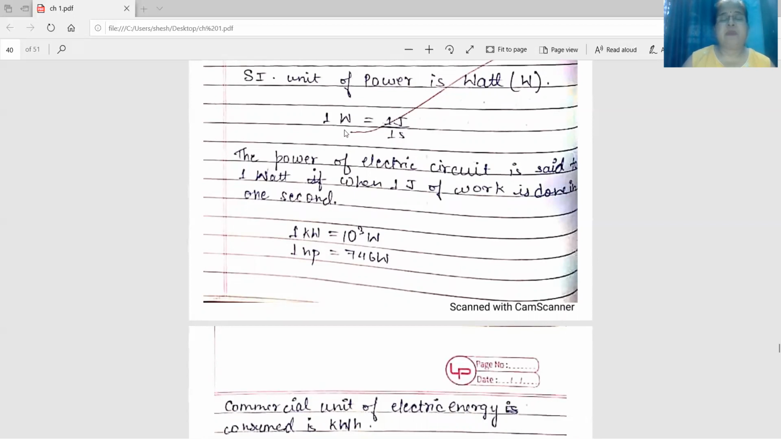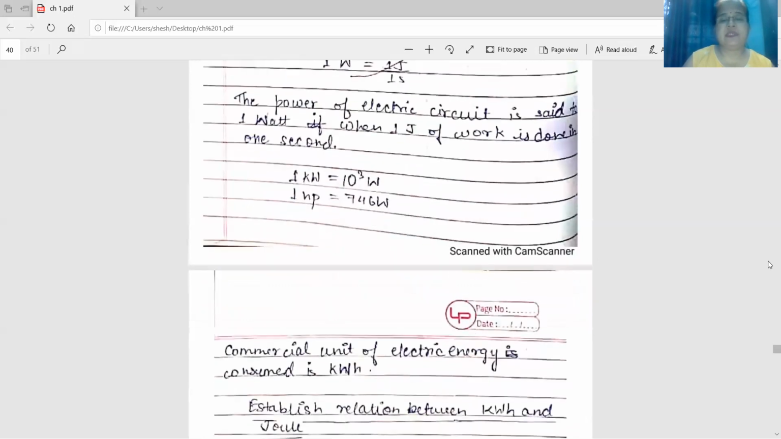Then the bigger unit of power is the kilowatt, and 1 kilowatt equals 10 to the power 3 watt. Another unit for power is horsepower. 1 horsepower is equal to 746 watt. Learn it by heart. 1 horsepower is equal to 746 watt.